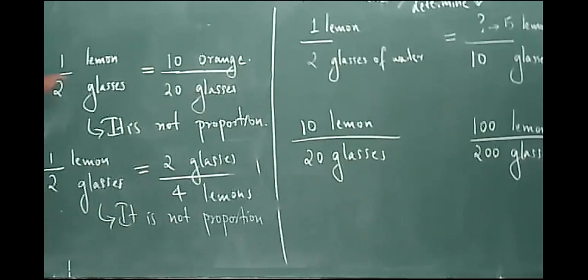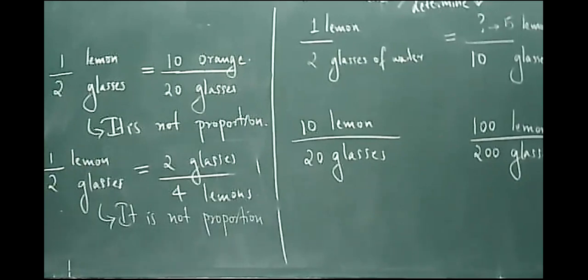Okay. So that means if you're talking about lemon and glass, in the second one also we're supposed to talk about lemon and glass only. We're not supposed to talk about something else. If we talk about something else, it's not going to be a proportion.